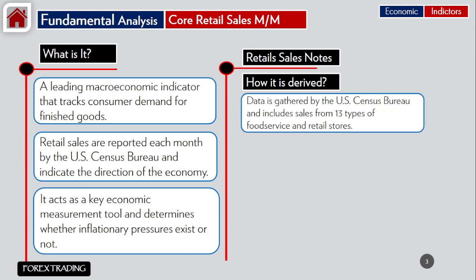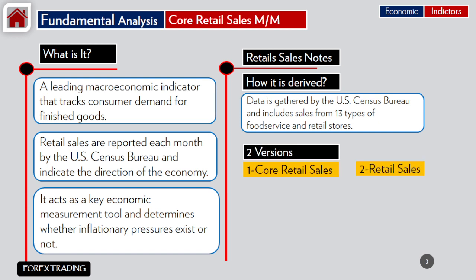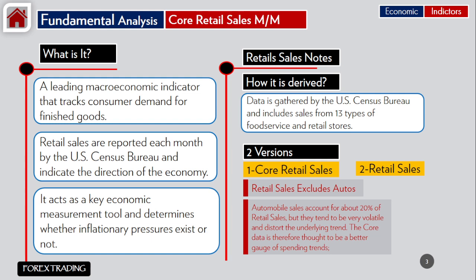So how is it derived? Data is gathered by the US Census Bureau and includes sales from 13 types of food service and retail stores. There are two versions of it: one is core retail sales, and number two is retail sales. Core retail sales excludes automobile sales, because automobile sales account for about 20% of retail sales, but they tend to be very volatile and distort the underlying trend. The core data is therefore thought to be a better gauge of spending trends. So in core retail sales, we do not count automobile sales.